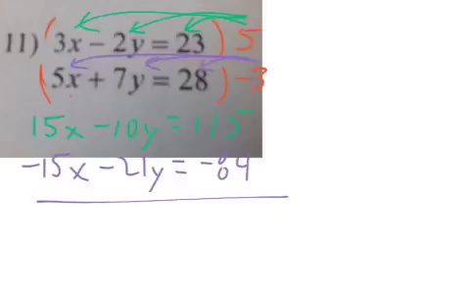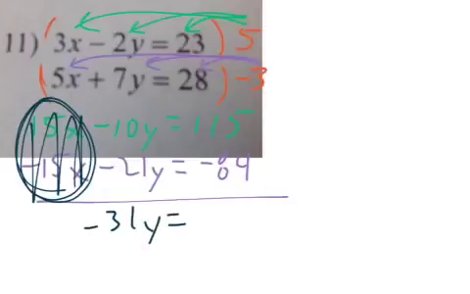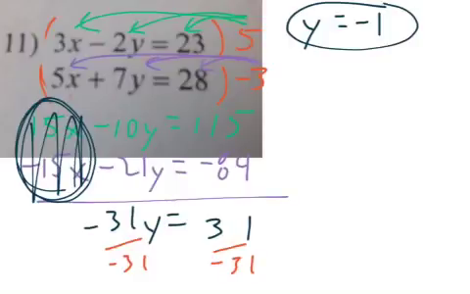Now why did I do that? Notice over here I have my 0 again. 15 minus 15 is 0x. So now that my x is gone, I can combine my y's here. That's going to be negative 31y equals negative 31. And once I divide by negative 31, I now know y is simply negative 1. Please be careful with your signs. It's negative 1. So now, once again, I'm going to plug that y in there.